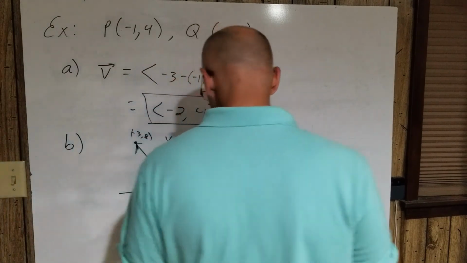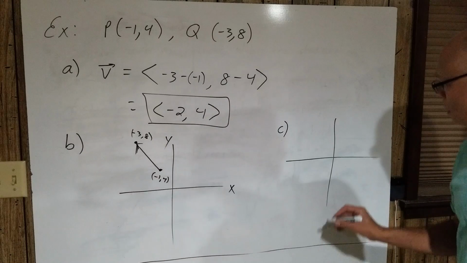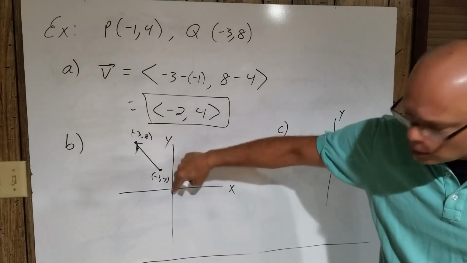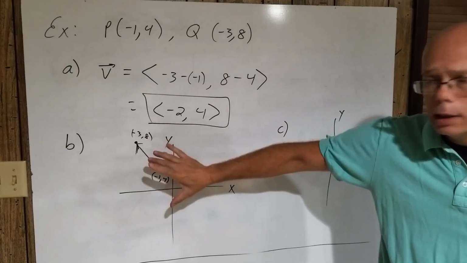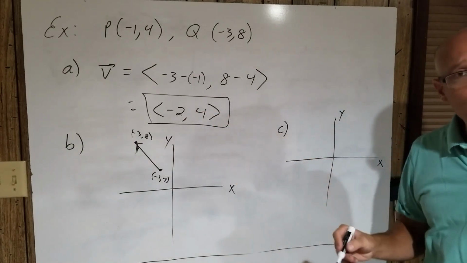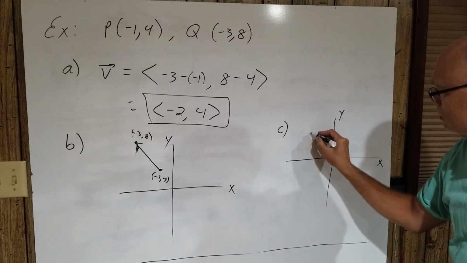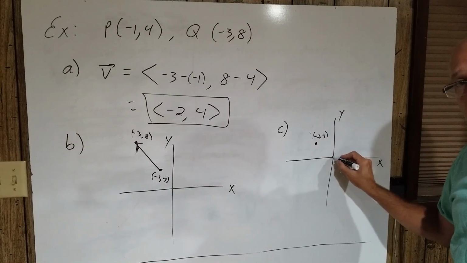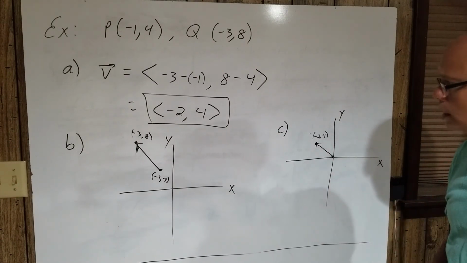Part C. Sketch v in standard position. Here's my x-axis, here's my y-axis. Standard position means I want to move that initial point to the origin. Whenever I move this, I want to make sure I don't tilt it and don't change the length any. The way I do that is I look at this component form, negative 2, 4. Go to negative 2, 4 and plot that. That's going to be your terminal point. Start at the origin as your initial point, and it's going to look something like that.